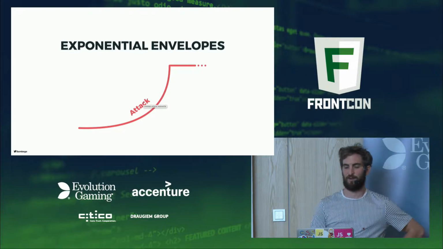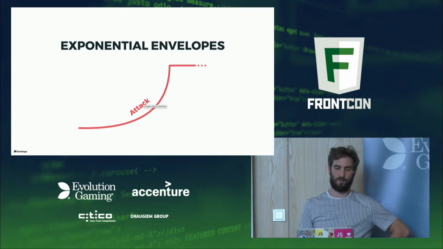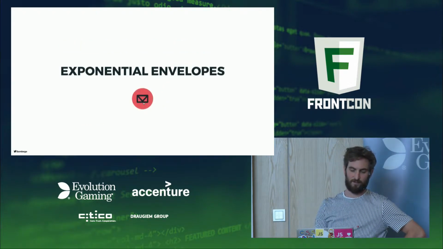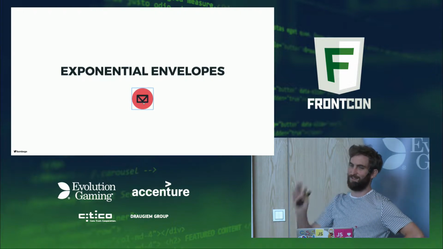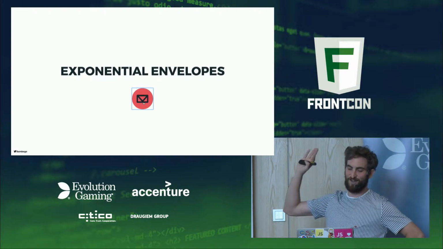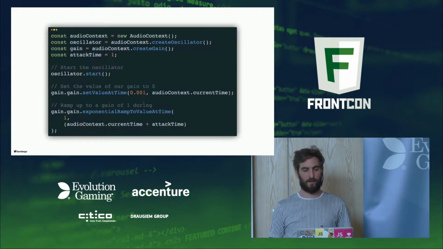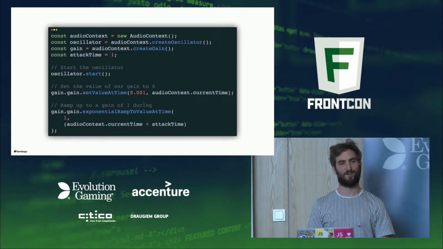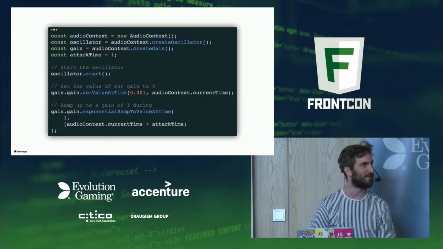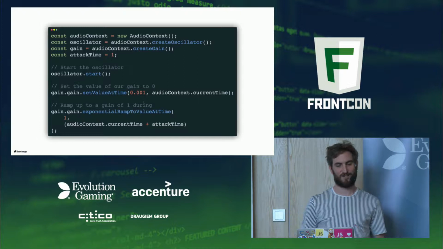We talked about linear envelopes. Of course, there's also exponential ones. Instead of going straight up and down, you do it with a nice exponential math function. It's something like this. Starts very slow, goes fast, and then goes away. It works the same, but instead of doing a linearRampToValueAtTime, you do an exponential. And I think that's the only difference in this function. But combining all of these things, you might be able to create some cool sounds.